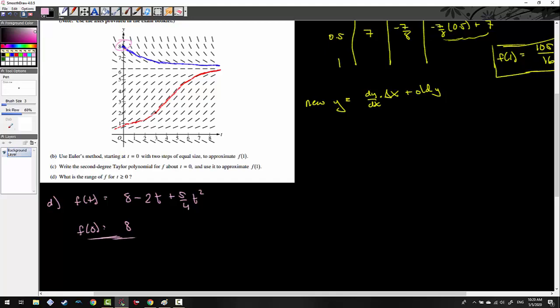So if I'm looking at the range, it looks like it starts at 0 and, as t gets larger, our end is going to be 8. And as we move towards infinity, this thing will bottom out at 6, but we'll never get there. So that's our range.